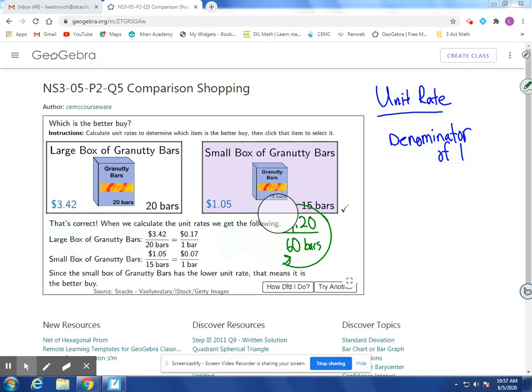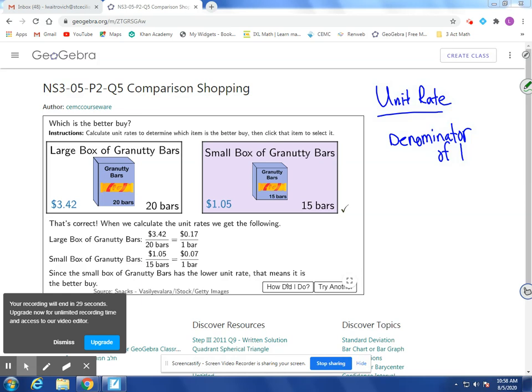So I showed you two ways you can go about this. If you want to, you can do the straight up division, which is what they're recommending you do right here. Or you could also find a common denominator and kind of go to the opposite of a unit rate if you want.